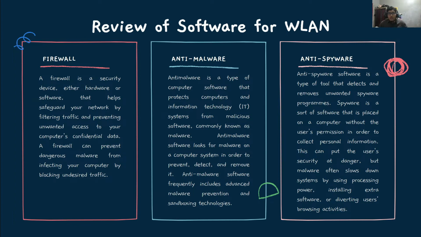And the last one is anti-spyware. Anti-spyware software is a type of tool that detects and removes unwanted spyware programs. Spyware is a sort of software placed on a computer without the user's permission in order to collect personal information. This can put the user's security in danger, and it often slows down the system by using processing power, installing extra software, and tracking the user's browsing activities.